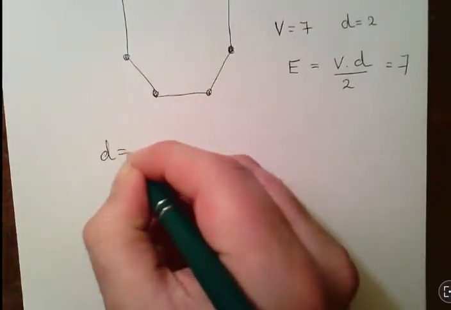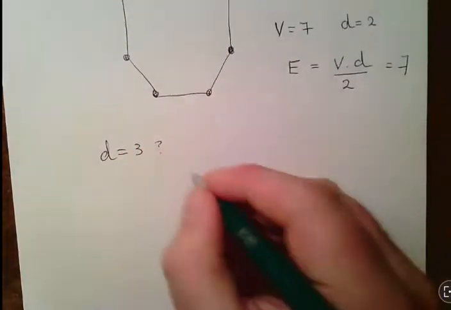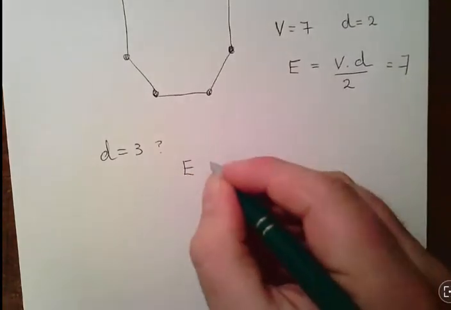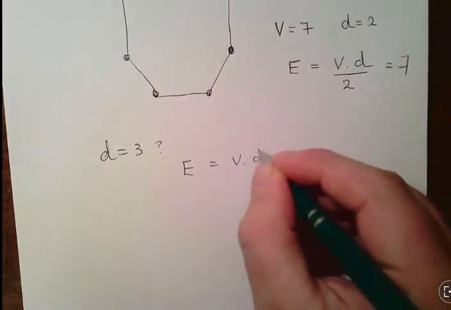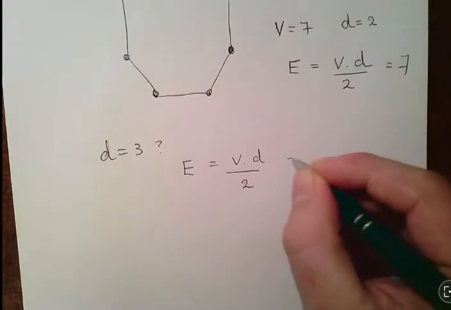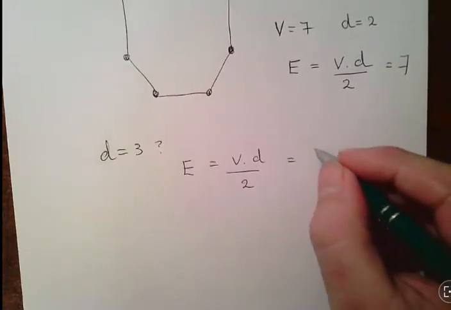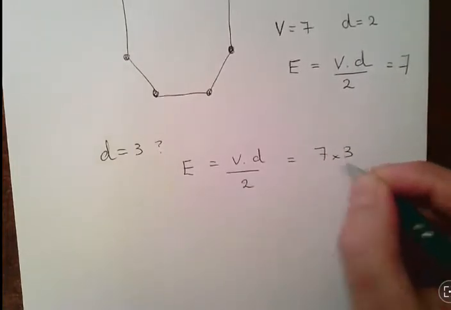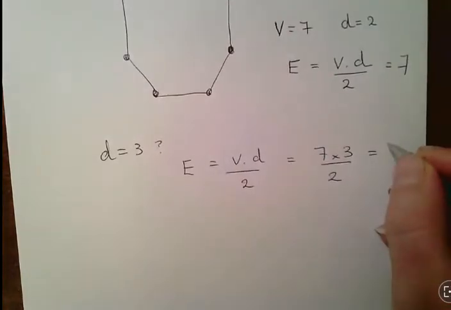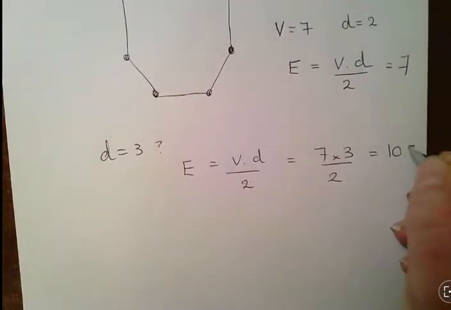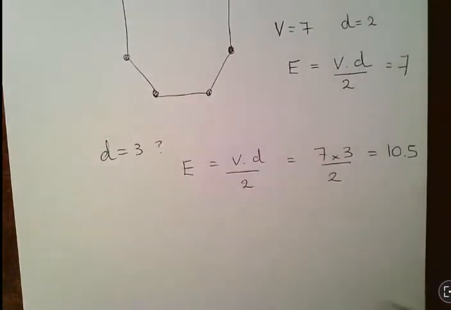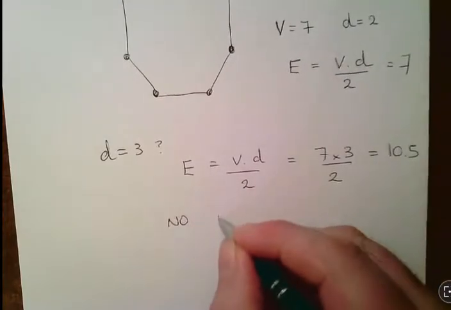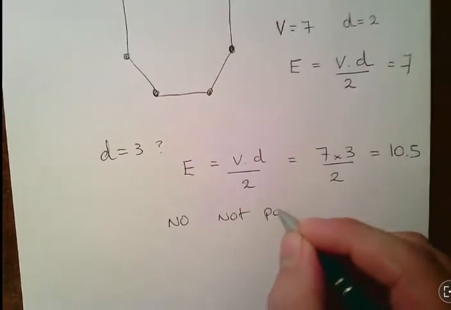Okay, so D equal to 3. Is that possible? Well, in this case, E equals VD over 2. That is equal to 7 times 3 over 2, which is equal to 10.5, as in 21 over 2. No, not possible.